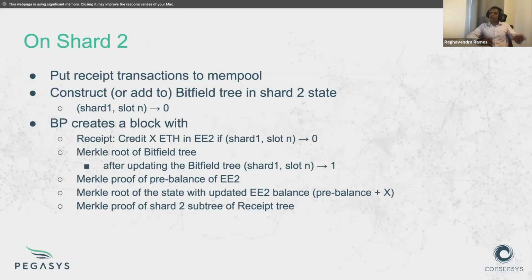Okay, so we saw on the sender shard what happened. Let's look at what happens on the receiving shard. So the application puts the receipt transactions in the mempool, and it constructs a Bitfield tree in the shard2 state, if it does not exist already. If it exists, then it just adds one entry.